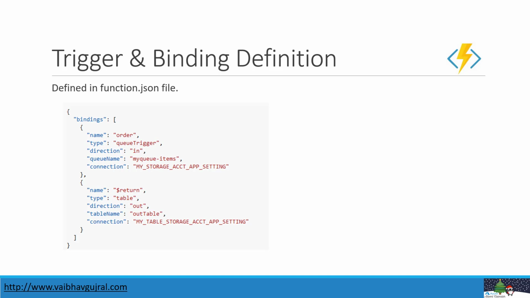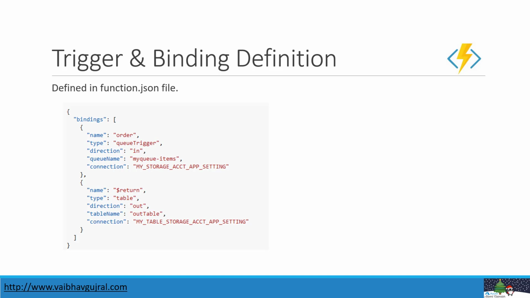The first element in the bindings array is the queue storage trigger. The type and direction properties identify the trigger. The name property identifies the function parameter that receives the queue message content. The name of the queue to monitor is in the queue name, and the connection string is in the app setting identified by connection.